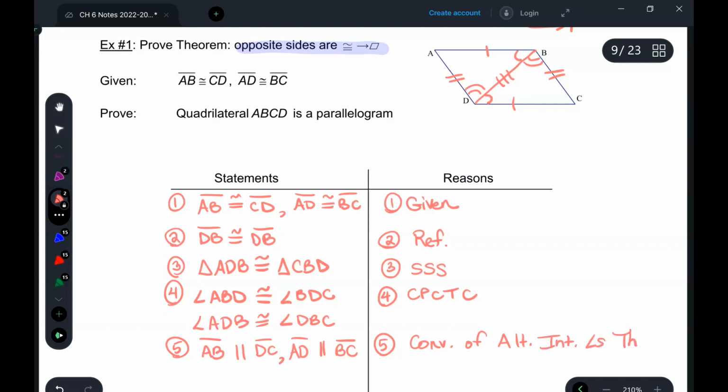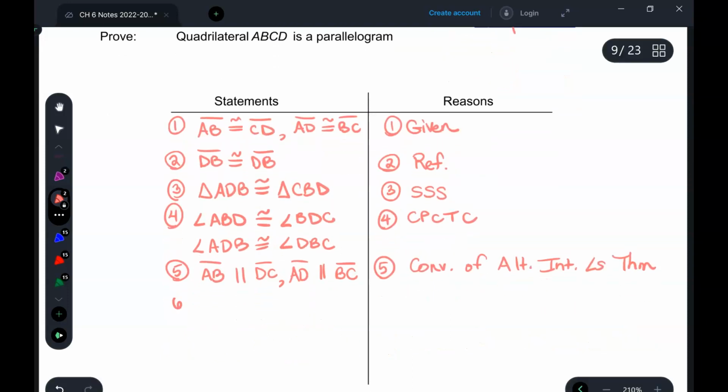Yes. Step 4, not the alternate interior angles theorem. Okay, they're congruent because of CPCTC. I can't say alternate interior angles theorem here because I would need to have the lines parallel, but that's our whole objective here. We're trying to get the opposite sides to be parallel so that we can prove that it's a parallelogram. You know what I mean? So I'm basically done now.